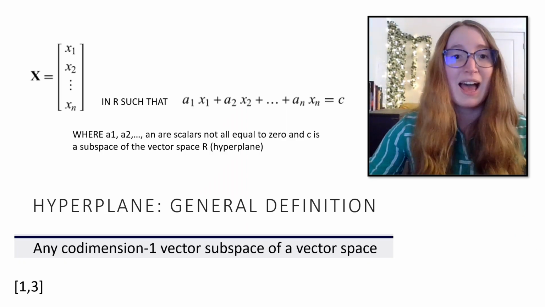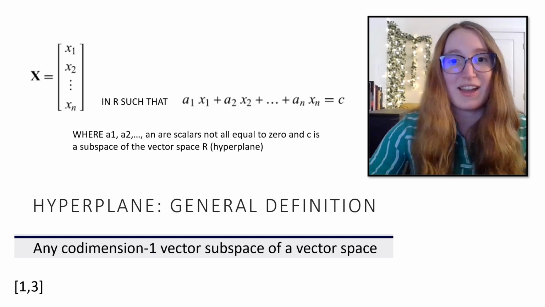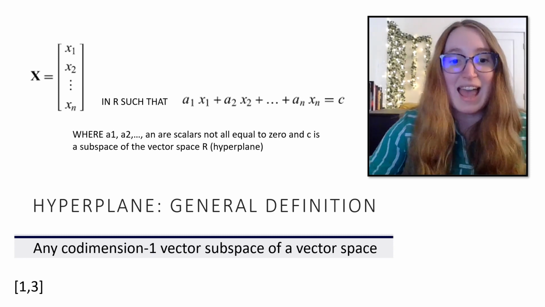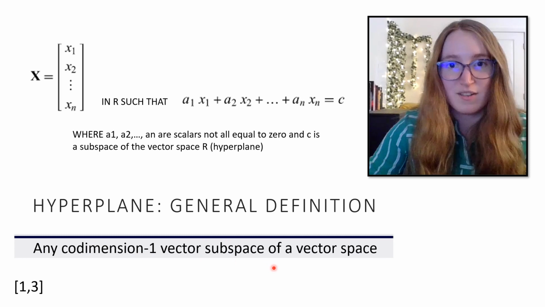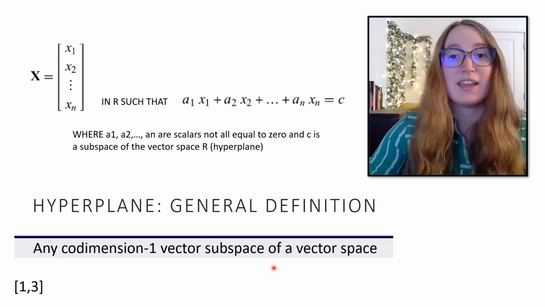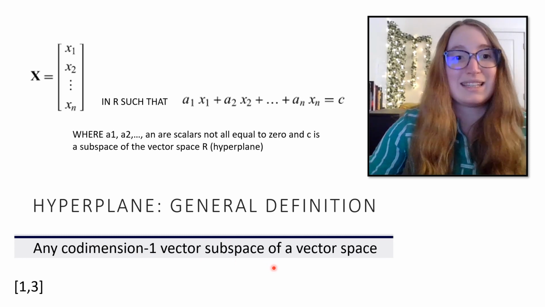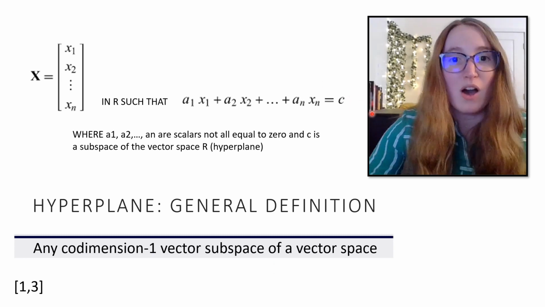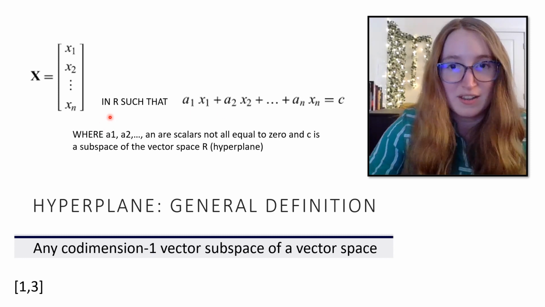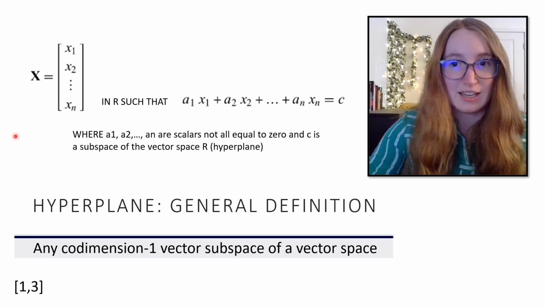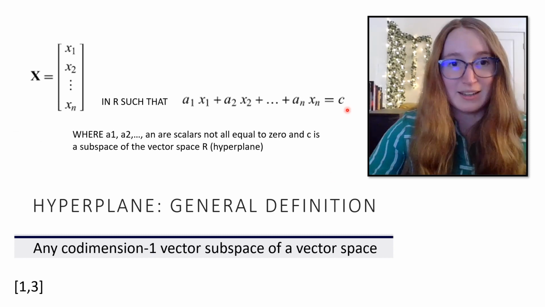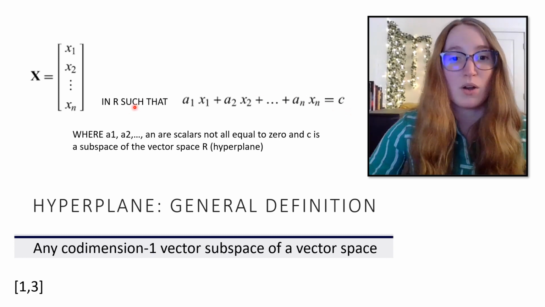One of the concepts at the foundation of the support vector machine model is the hyperplane. The general definition of a hyperplane is any codimension 1 vector subspace of a vector space. We can see here that C refers to a subspace of the vector space R in which X is defined. In other words, C is a hyperplane of the vector space R.